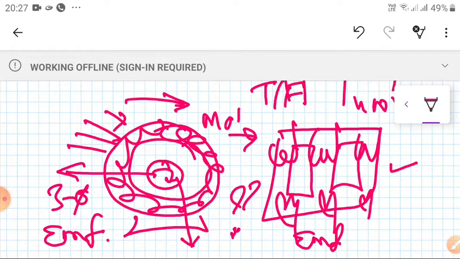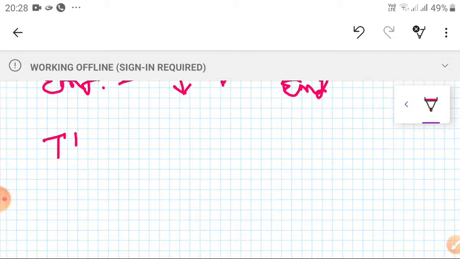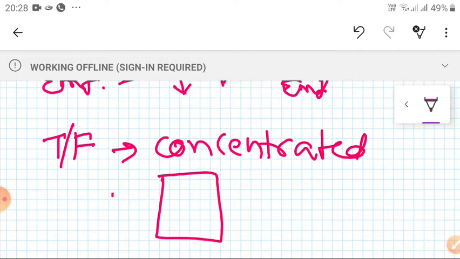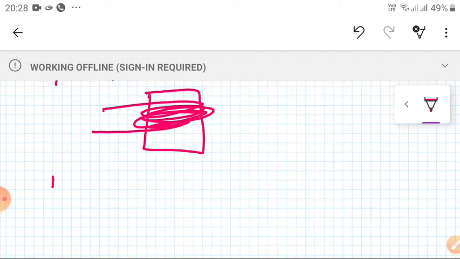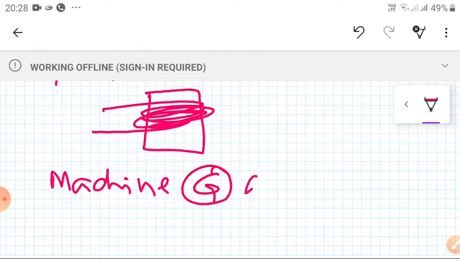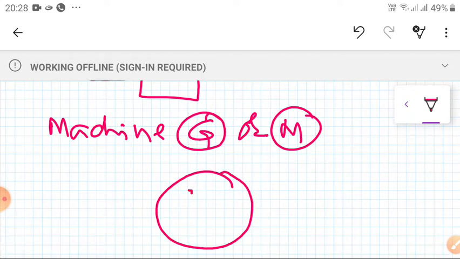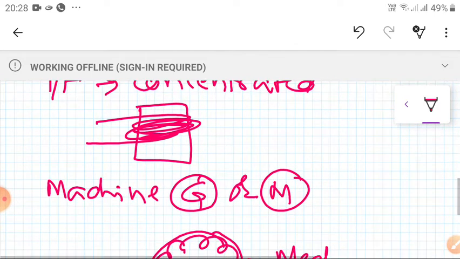Okay, so in this class we are going to learn this thing. Because in a transformer the winding is concentrated winding. That means on the limb we wind in concentration, whereas in motors, in machines, whether it may be a generator or a motor, the winding is distributed. That is not concentrated in one place, it is distributed in slots. Hence here the mechanical energy is developed, whereas there no mechanical energy is developed.